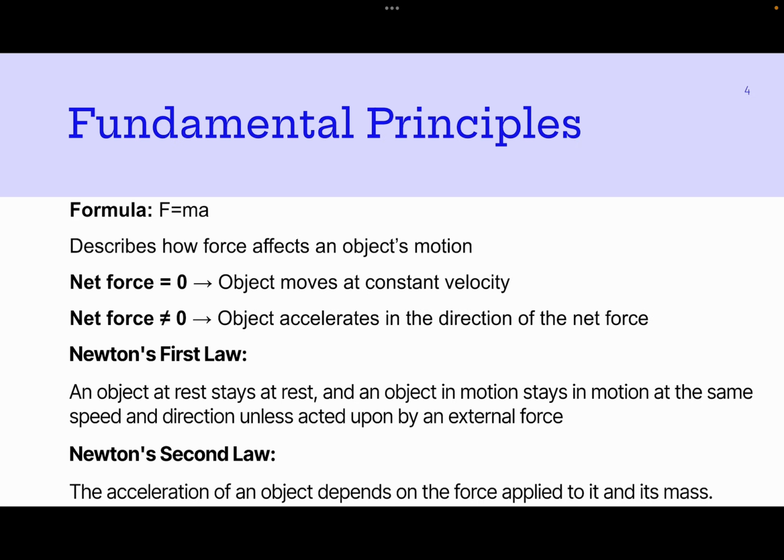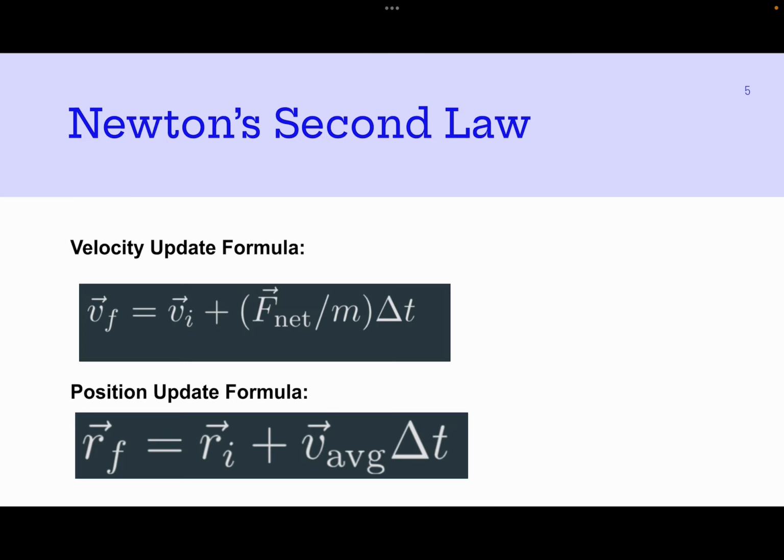So, a couple of fundamental principles. As I mentioned, the formula F is equal to ma describes how force affects an object's motion. Net force equal to 0 means that it's in constant velocity. When net force is not equal to 0, that means it's accelerating or decelerating in the direction of the net force. Newton's first law says an object at rest stays at rest, and Newton's second law says the acceleration of an object depends on the force applied to it and its mass. Newton's second law is also going to be important here, so we're going to be using the velocity update formula and the position update formula.